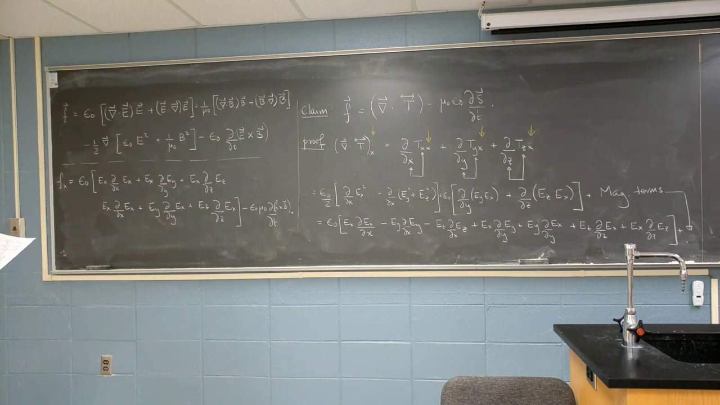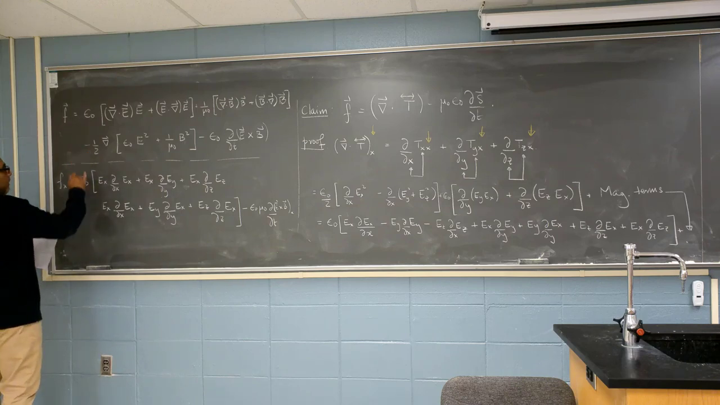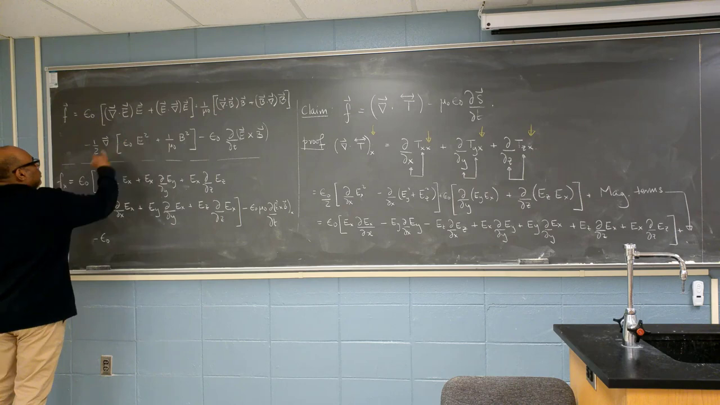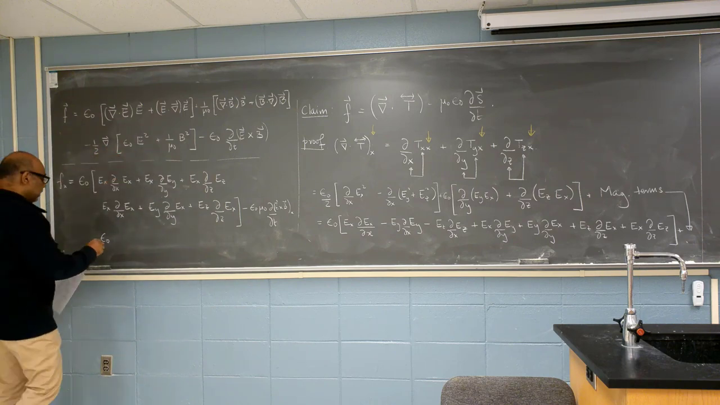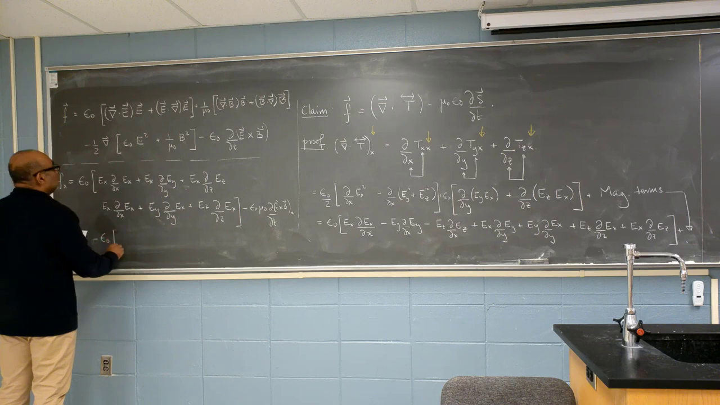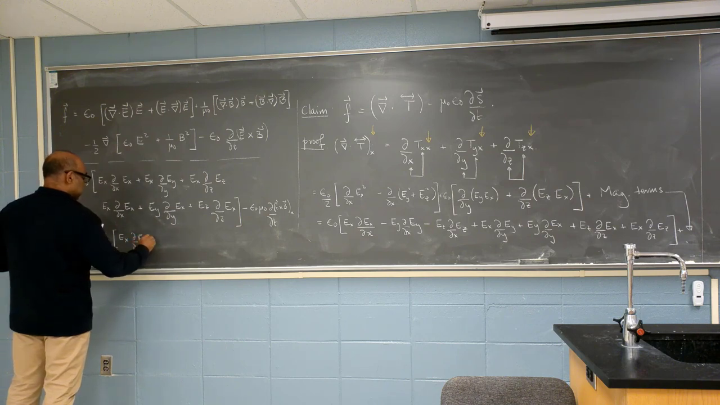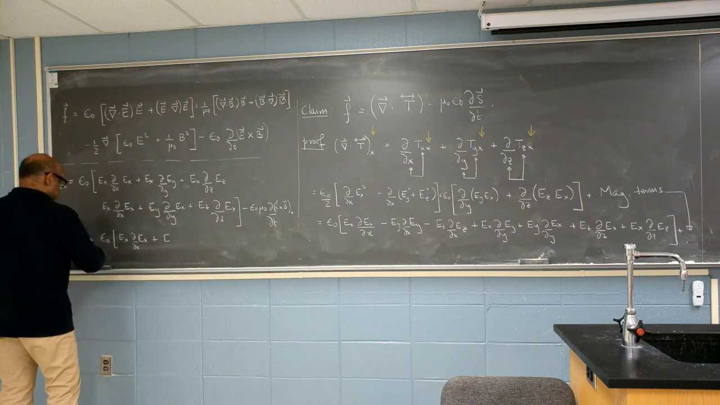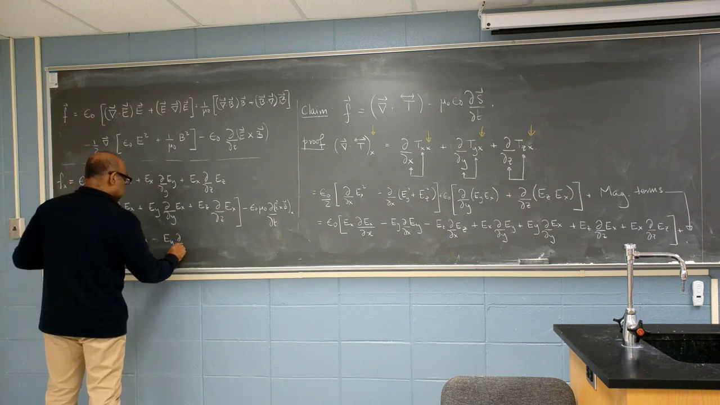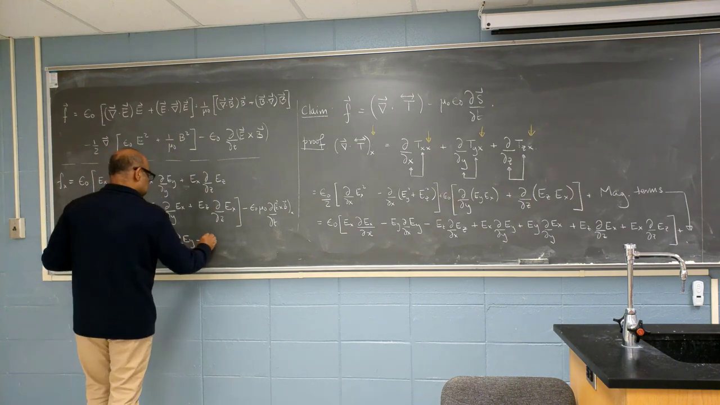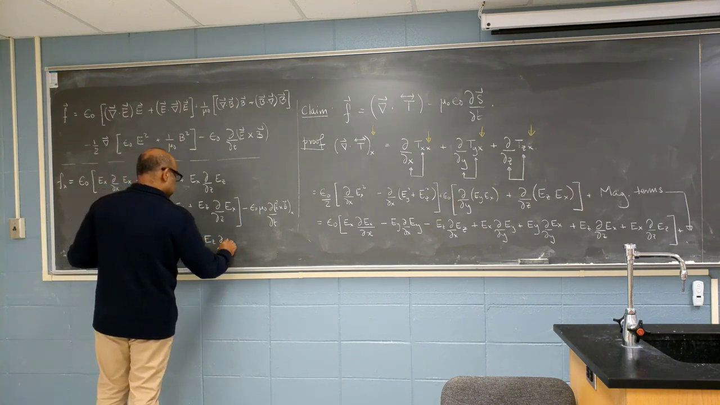So first thing I note is, oh, we're not done. There's a minus. Minus epsilon naught, the two will obviously cancel. I get partial with respect to x of E squared. So I would get what? Ex partial with respect to x of Ex plus, well, let me do it this way, minus Ey partial with respect to x of Ey minus Ez partial with respect to x of Ez.